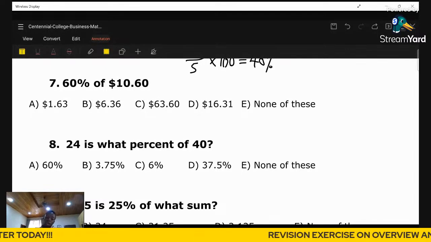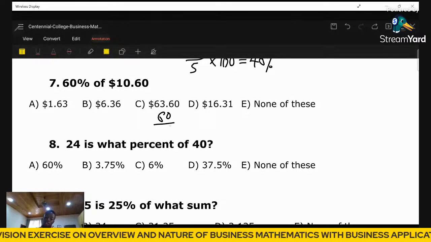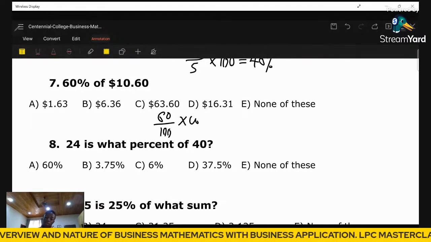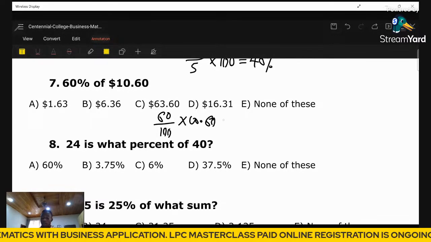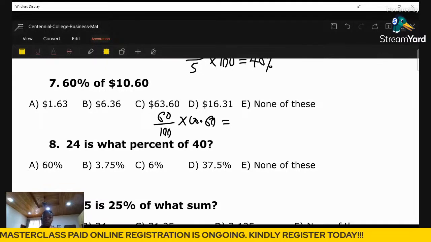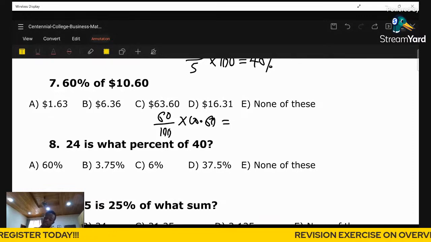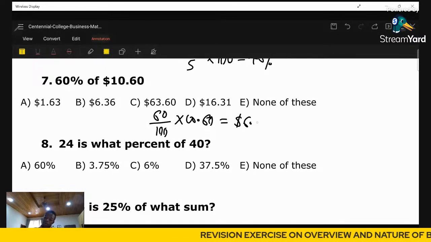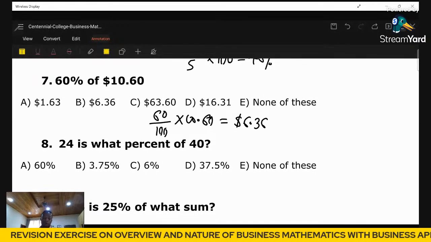$10.60. Is that okay? So straight up, 60 percent can also be expressed as a fraction. So 60 out of 100, multiplying 10.60. What are we getting here? When you apply 60 over 100 multiplied by 10.60, you should arrive at, in my case for question 7, $6.36. I had $6.36.